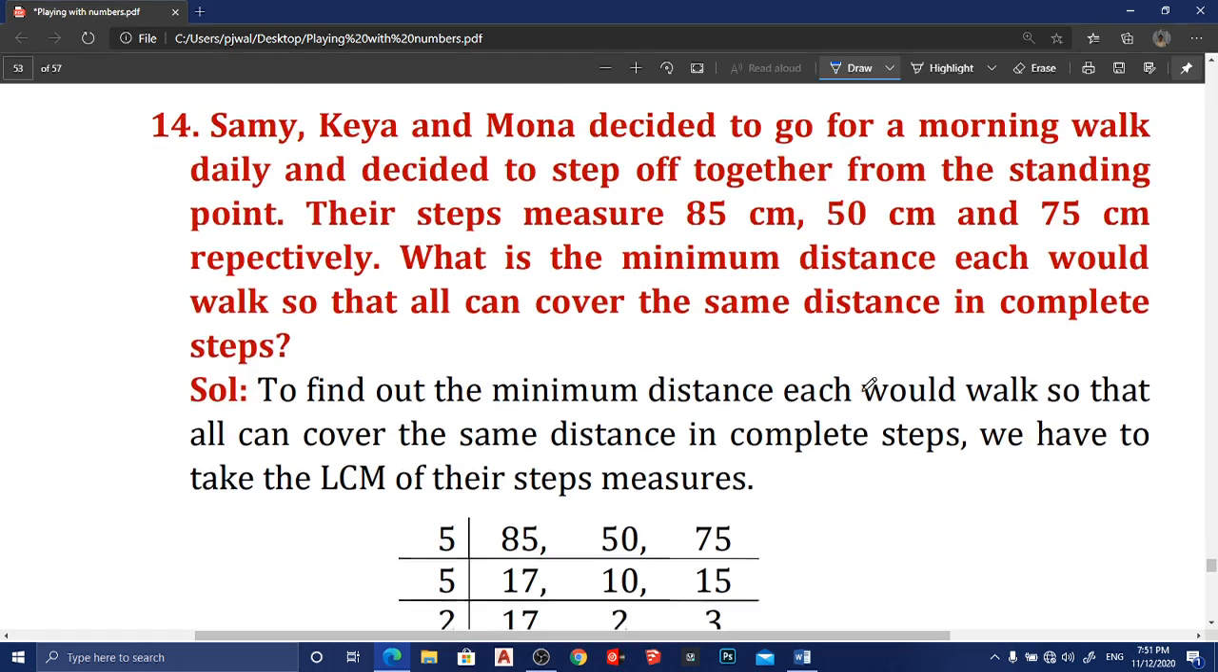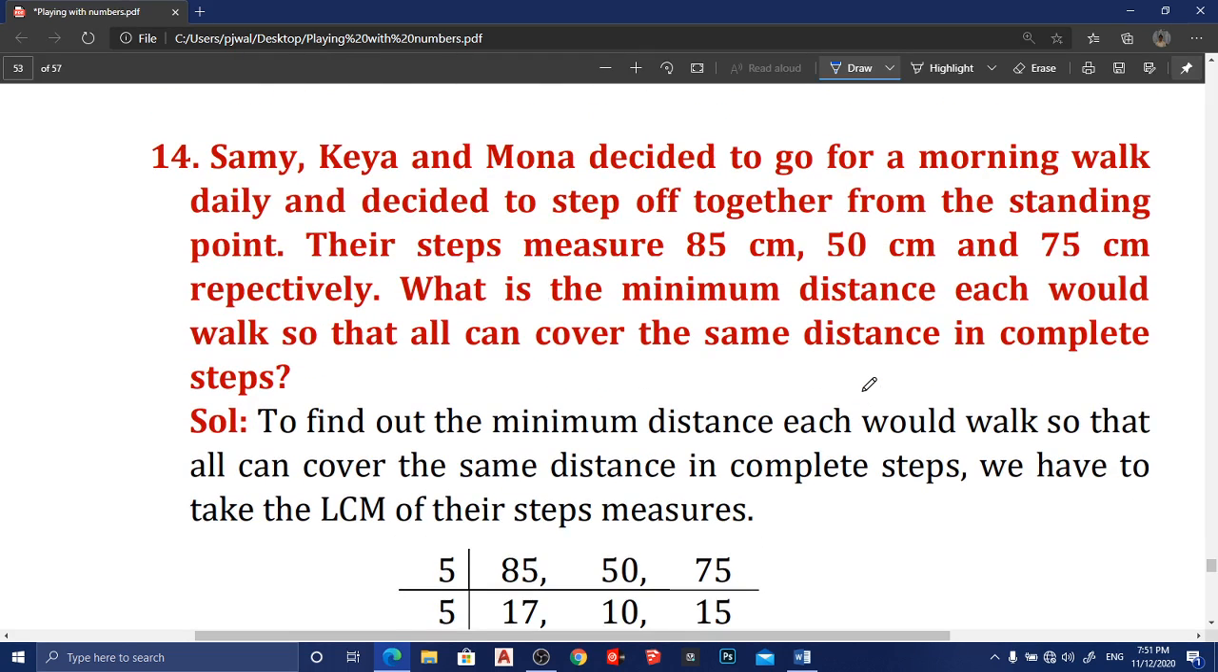Okay, so this is the same as the problem which we solved previously, the electronic devices. They make a sound at a particular time, and after how many hours will they make the sound together. That problem is similar to this one.